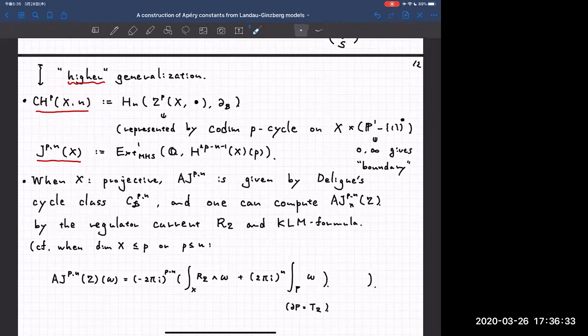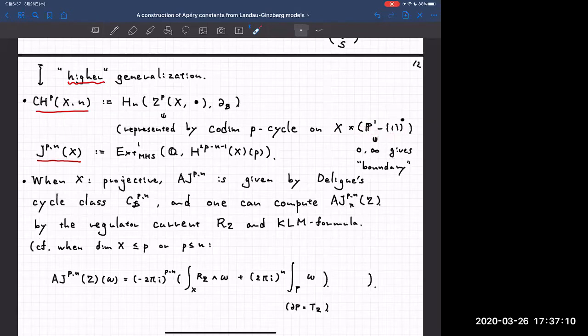CH^p(X,n) is given by the homology of Bloch's double complex. Okay. It's a little bit complicated to explain the very precise definition of the higher Chow cycles, but here what we should consider is that each of these elements of Z^p(X,•) can be represented by a codimension p cycle on not only X, but X times the cubical (P^1 minus 1)^•, okay? So (P^1 minus 1)^• is a space to define the information of the boundaries.